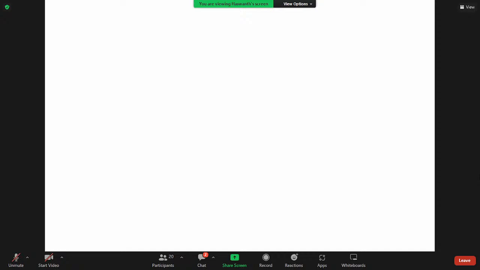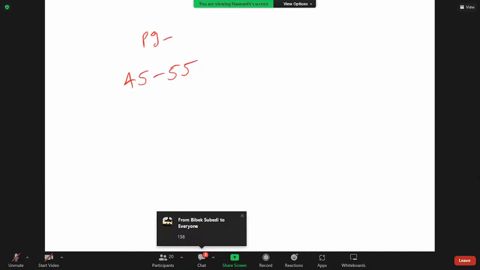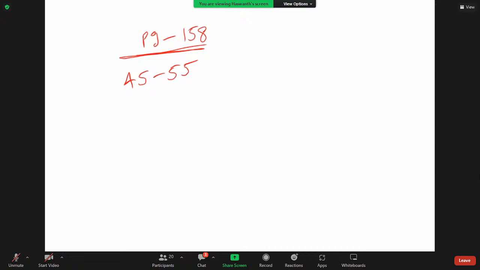Formula sheet on geometry. Questions from 45. What's that page number? 158. So look in this page 158 to try these questions from 45 to 55.